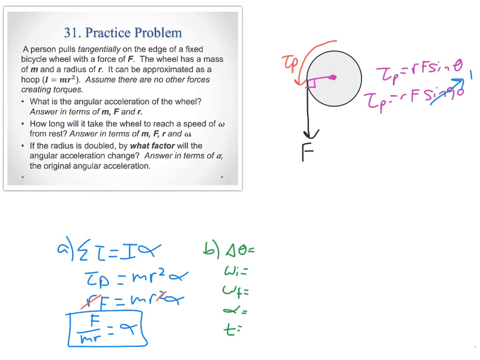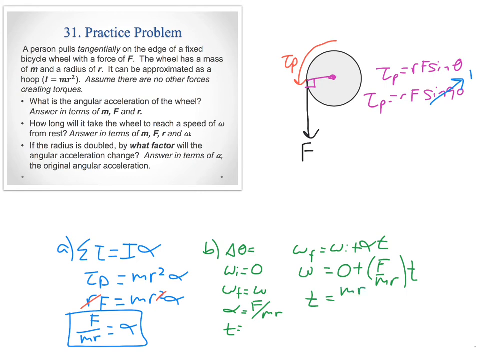For part B, we want to know how long it will take. For that, I'm going to consider kinematics. The wheel starts from rest and reaches an angular speed of omega, accelerating at a rate of F over mr. So I can set up my omega final equals omega initial plus alpha t equation. I end up getting that omega equals 0 plus F over mr times t. When I solve for my time, I get that my time is equal to mr omega divided by that force.